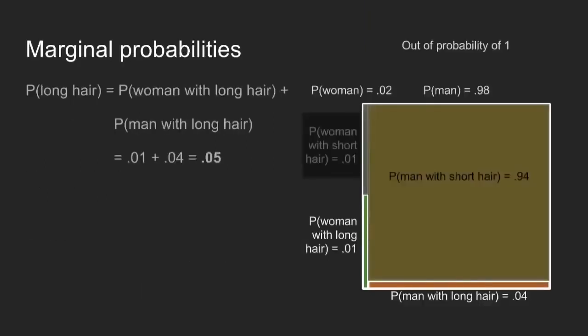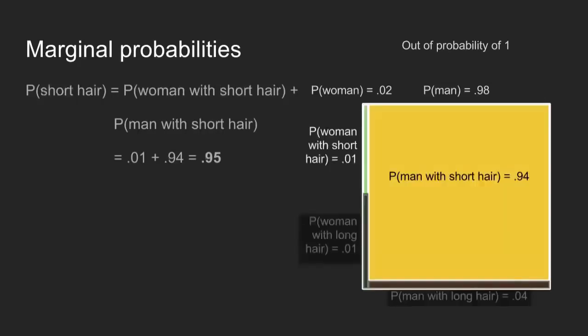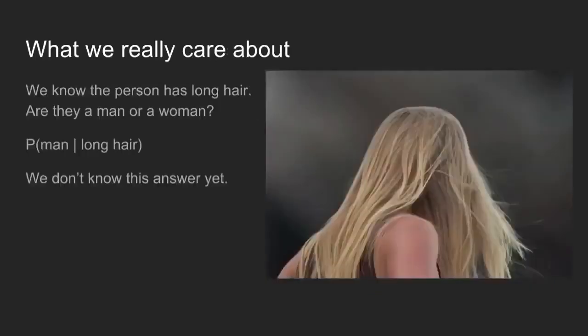And finally, concept 3, marginal probabilities. If I wanted to figure out the probability that someone has long hair, I just add up all of the different ways that someone can have long hair. They can be a woman with long hair or a man with long hair. In the men's restroom line, that's a 1% probability plus a 4% probability, or a 5% probability overall. And you can do the same thing for short hair, 95%.